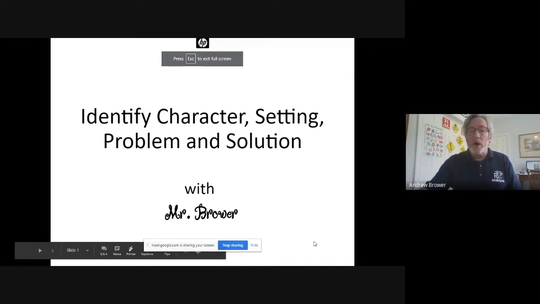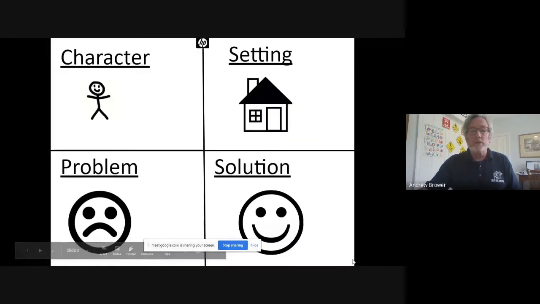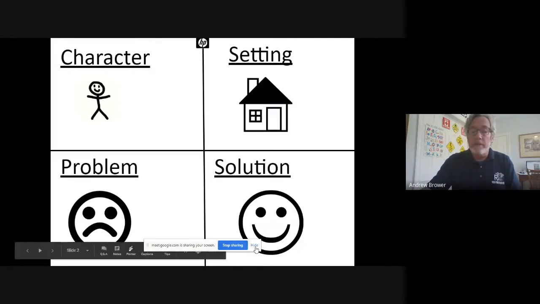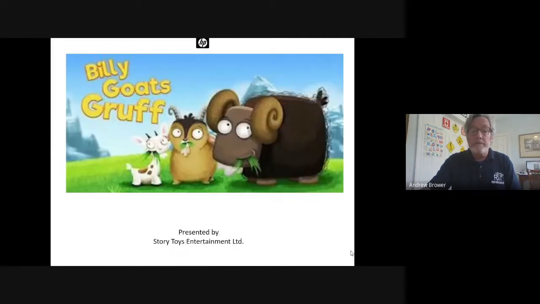So like I said, we're going to talk about character, setting, problem, and solution. Those are kind of big words, but I'm going to just use pictures to show you what they mean. Character is a stick figure. That's a person. The character is the animal or the person that's in the story. Setting is where the story takes place. That's why I have a little house there. Problem is something that's wrong with the story or something bad that happens that has to be fixed. And the solution is how you solve that problem in the story. And that's a happy face. So that's why we have the happy face there.